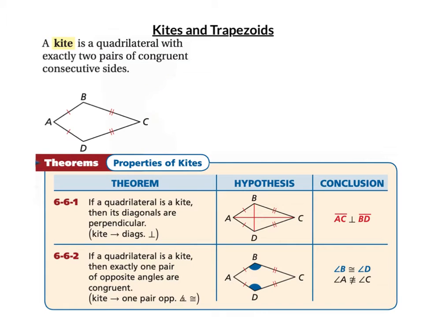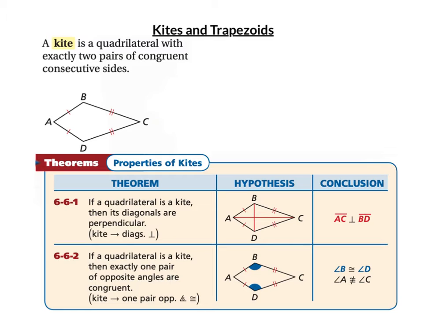Today we're going to learn about kites and trapezoids. A kite is a quadrilateral that has exactly two pairs of consecutive congruent sides. Consecutive, remember, means that they're in order, they're next to each other. So we have two pairs of them.